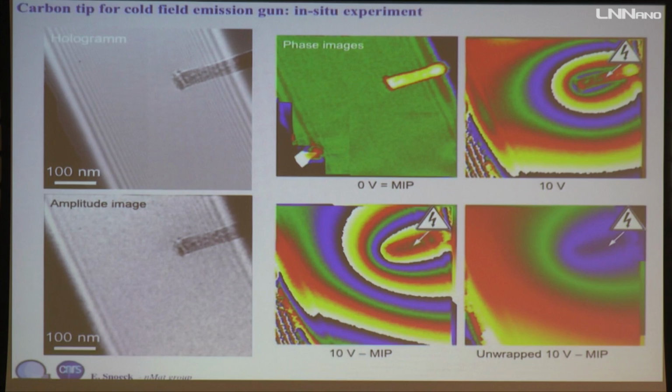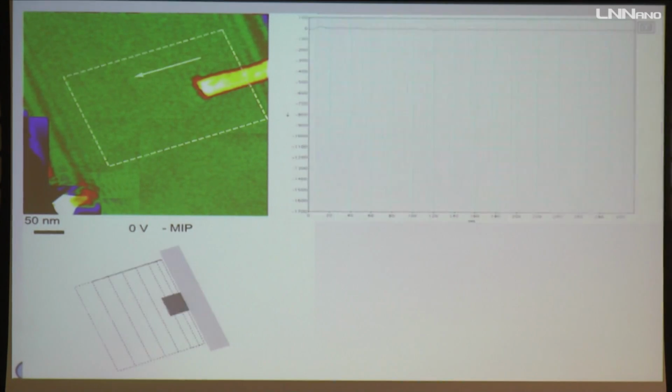The phase image is 0 to 2 pi, 0 to 2 pi, so you have this jump in the contrast, which corresponds to the jump when you go from 0 to 2 pi, then 0, etc. But you can use some complicated codes to remove this jump and unwrap the image. So this is the unwrapped image. It is the same, but you avoid this jump due to the 0 to 2 pi step. And then you get this value at 10 volts.